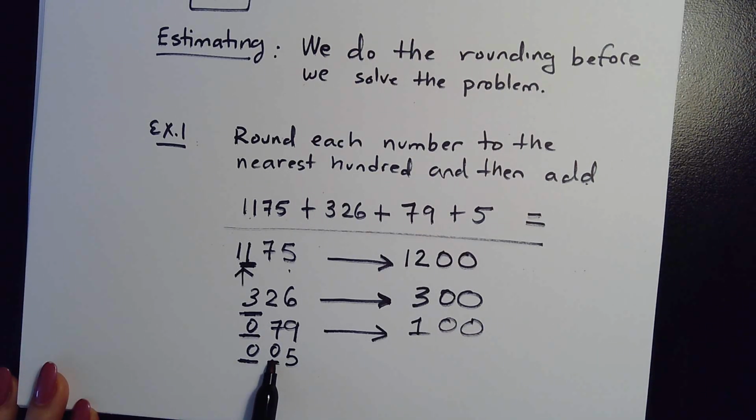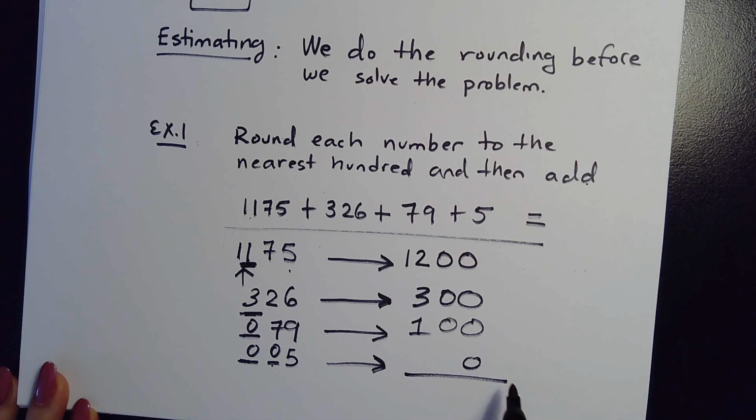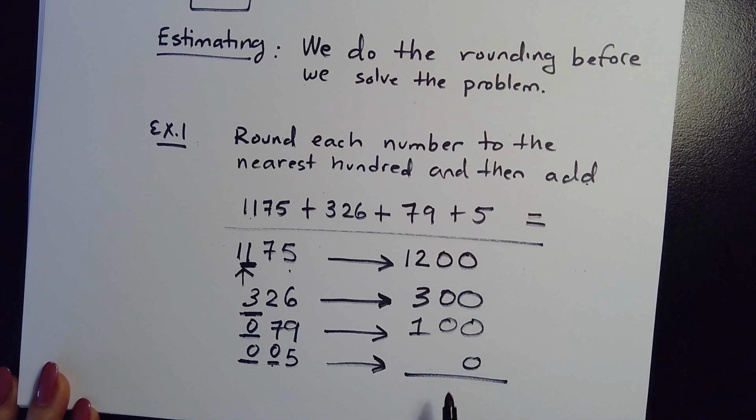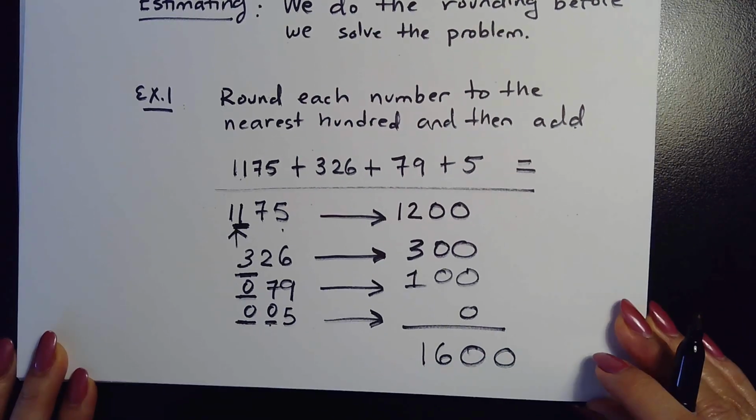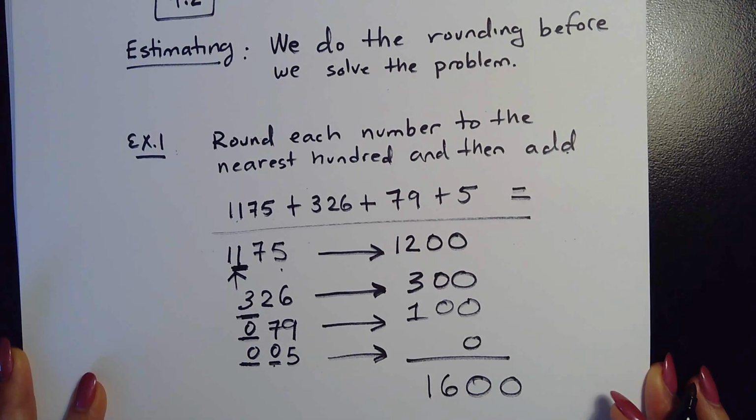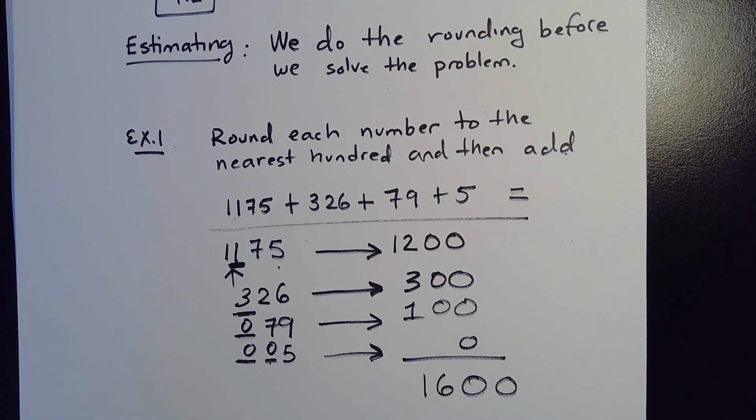You look at the number next to it is a 0. So everything is going to go to 0 here, right? Because 0 is not going to change 0 to anything else. So 0. And then you add these, and you have 1,200 plus 300 plus 100, which is going to give you 1,600. So this is how you can do this problem. You estimate first, and then you solve.